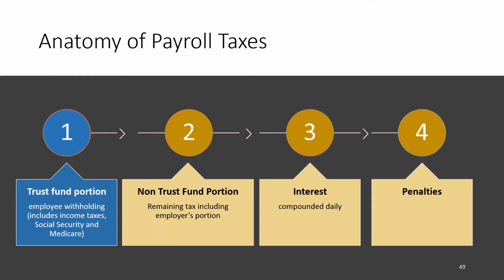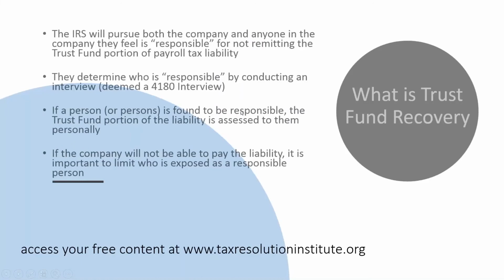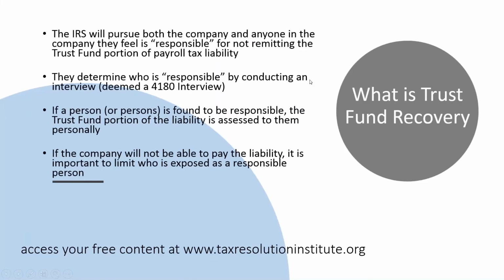If the liability is 2 or 3 years old by the time it hits your desk, rule of thumb, you can figure somewhere around 50% is trust fund, and the other 50% is non-trust, interest and penalties. And if I'm a little off, it's close enough for a conversation with the client. The trust fund recovery penalty is going to be assessed against the responsible person. The IRS is going to go after the company, and anyone in the company they feel is the responsible person, the person who failed to remit the trust fund portion of the payroll tax liability.